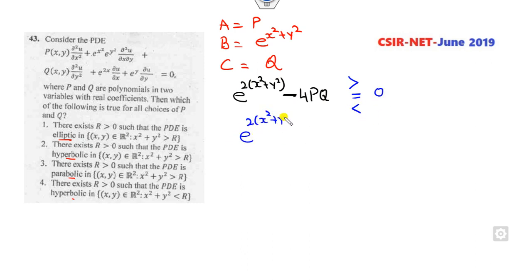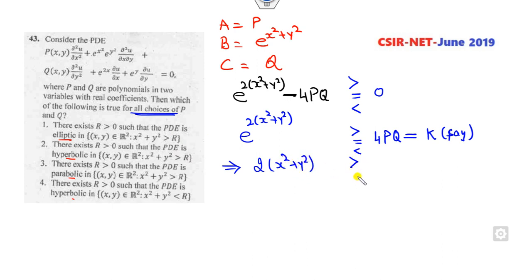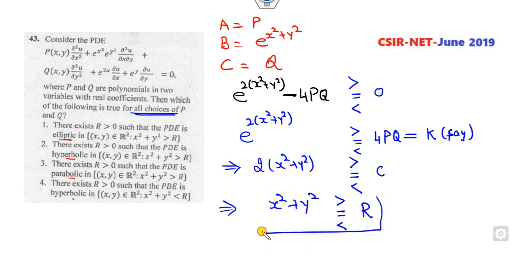e raised to power x square plus y square versus 4PQ on the right side, because it is for all the choices. So it is a constant. I consider this as, say, K. Fine, because the solution will not involve P and Q. Take the logarithm on both sides. So x square plus y square is greater than, less than or equal to log of K. I consider the constant as C, divided by 2 on both sides. So x square plus y square is either greater than or less than, I consider this as R.